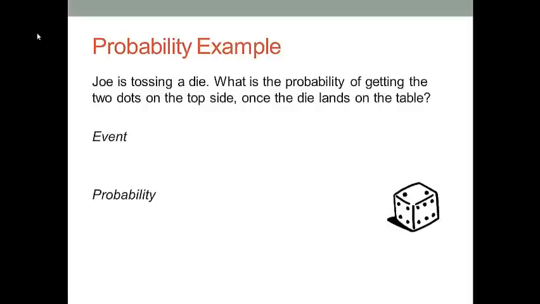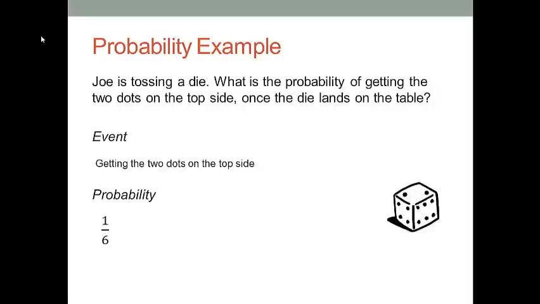First, Joe is tossing a die. He is playing a tossing a die game. What is the probability of getting the two dots on the top side once the die lands on the table? Here we need to figure out the event and its probability. Obviously, the event is to get the two dots on the top side. What is the probability? The probability in this case is simple. It is 1 over 6.